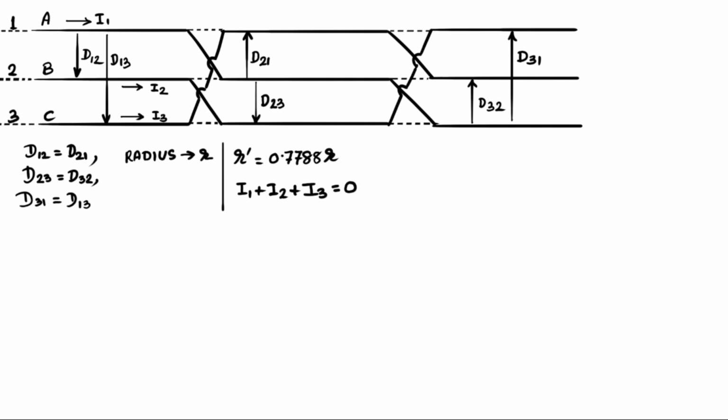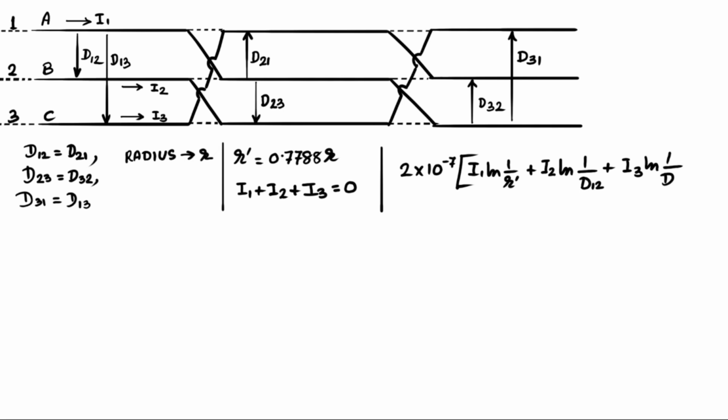Now, let us find the flux linkage of conductor A. The flux linkage of conductor A is produced by its own current I1 and also by the currents flowing through conductors B and C. Therefore, the flux linkage of conductor A can be written as 2 into 10 to the power minus 7 multiplied by the quantity I1 natural logarithm of 1 by r dash plus I2 natural logarithm of 1 by d12 plus I3 natural logarithm of 1 by d13.